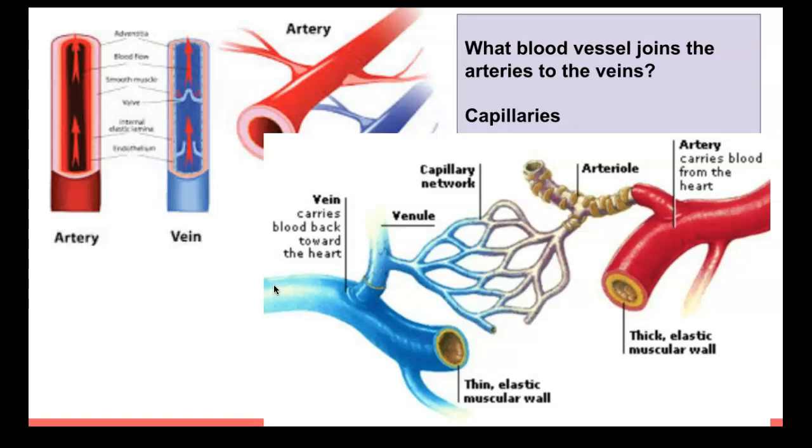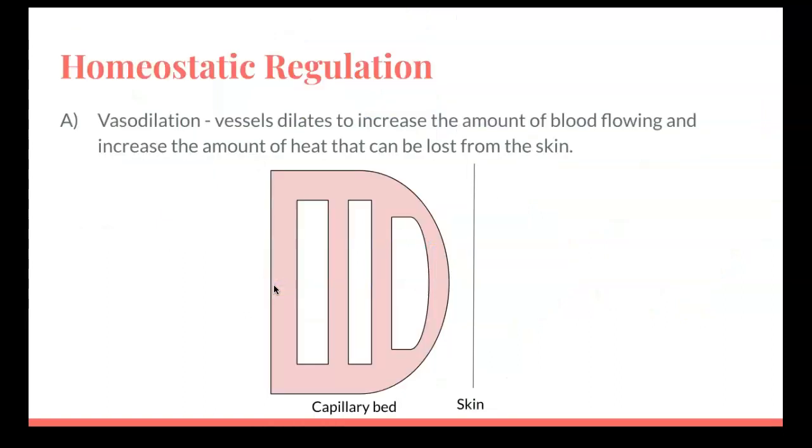We are also going to talk about what we call homeostatic regulation. We have two different versions of that. We're going to start first with A, vasodilation. You can draw a little outline of a picture in the box underneath where it talks about vasodilation. If we're going to dilate something, that means it's going to increase in size.